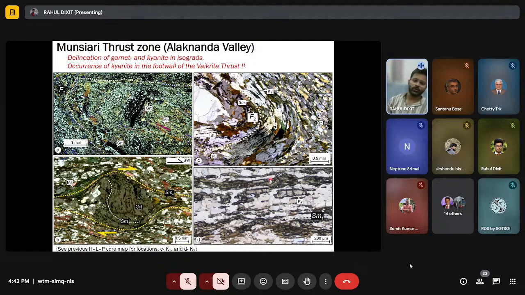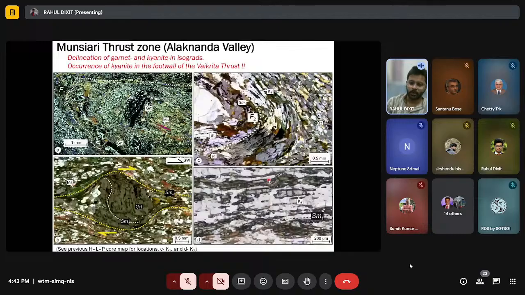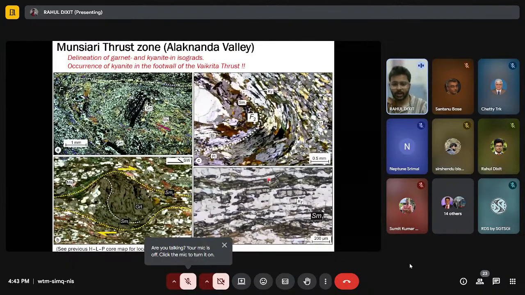The occurrence of these kyanites and garnets in the footwall of the Vakrita thrust forces us to rethink the metamorphic isograd criteria as one of the identification criteria to locate the main central thrust, as it is appearing on the footwall as well as on the hanging wall side.